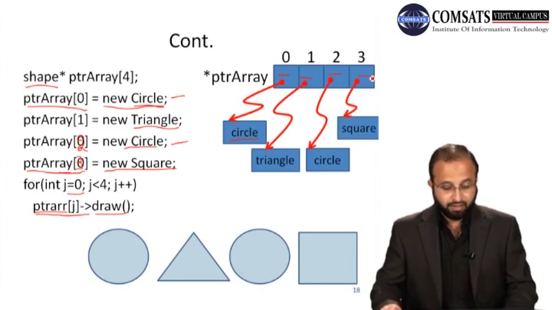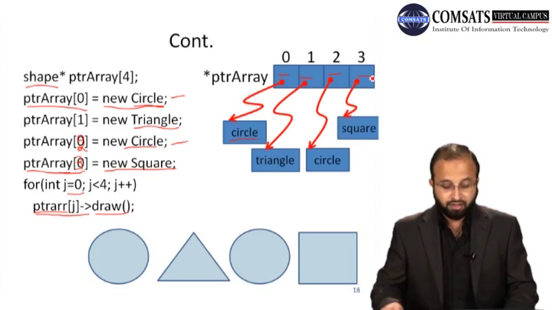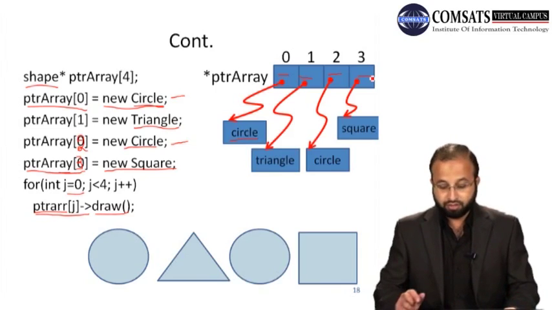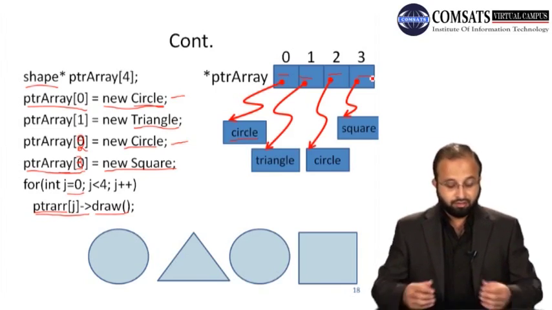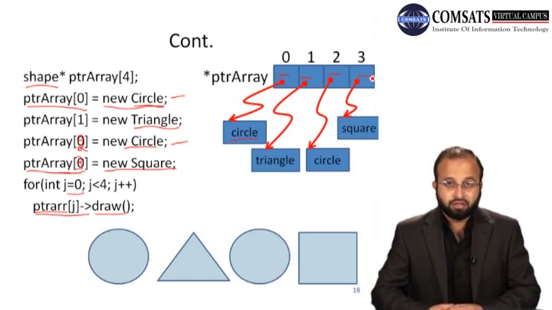And similarly, when the value of j becomes 3, so at the 3rd index of the ptr array we have a memory address, and at that memory address we have an object of a square class. Square class का object के साथ जब draw का function call होगा, it will draw a square, right? So this means that we are executing the same function, but the object is different and the output becomes different.